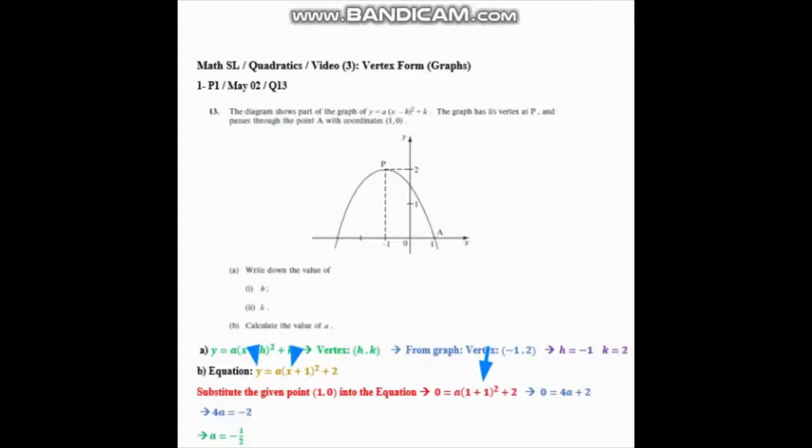If I simplify, I get 0 equals 4a plus 2. Hence, 4a equals negative 2 and a equals negative half. So take a minute to write the answer down if you will. And don't worry if you did not get this problem. We shall solve 4 more problems similar to this one.